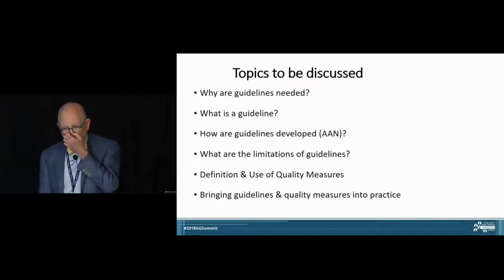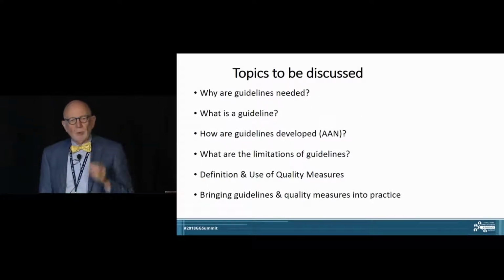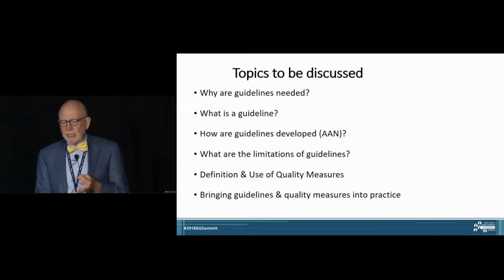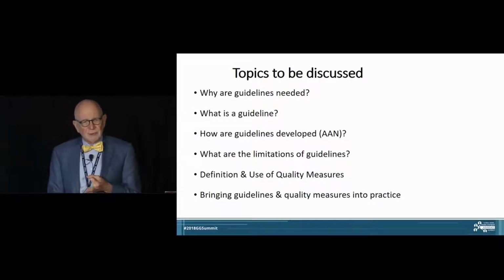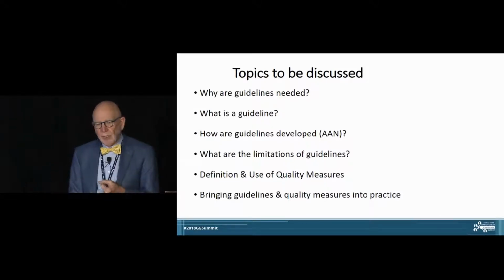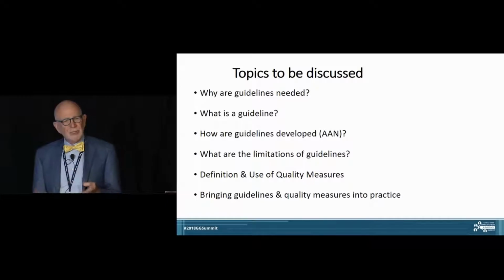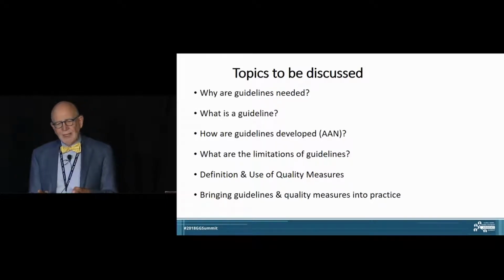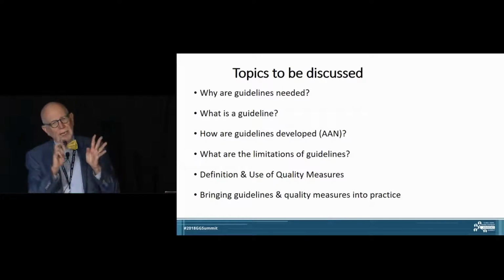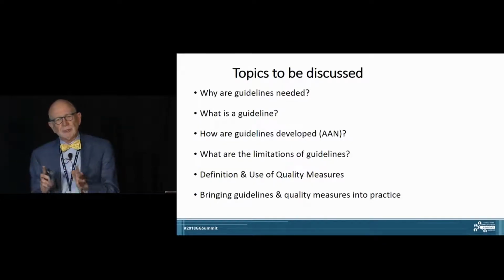So, a couple of topics. Why do we need guidelines? What is a guideline? How are guidelines developed? And I'll use the American Academy of Neurology model. What are the limitations of guidelines? How do quality measures figure in? And then how do you bring guidelines and quality measures into practice?